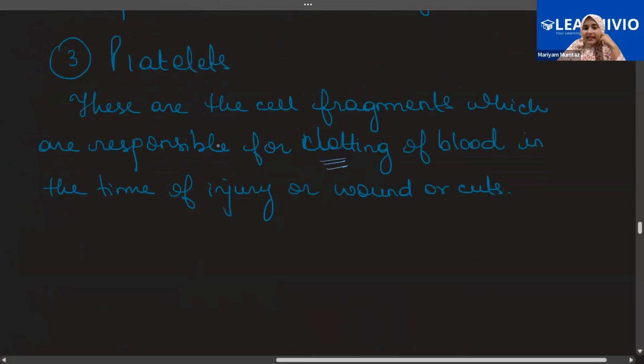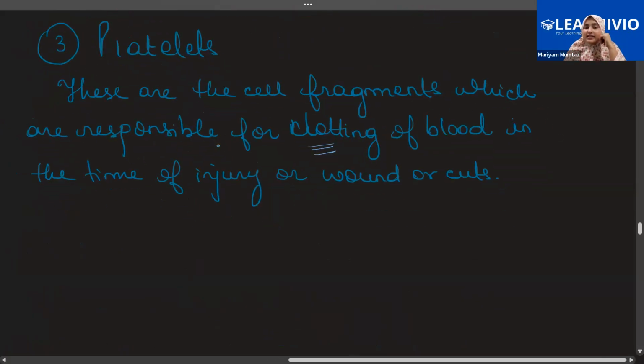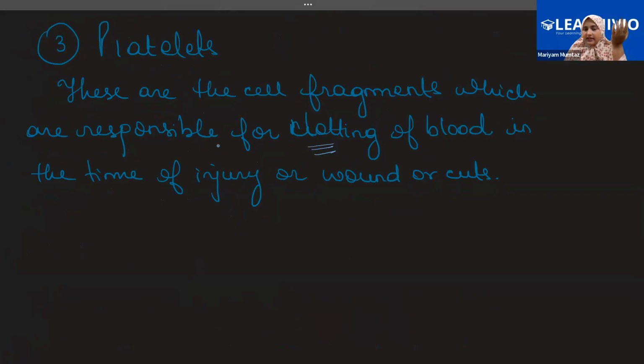Talking about the platelets, like I told you, these are the cell fragments which are responsible for blood clotting whenever we have any wound, any injury, or any sort of cut.